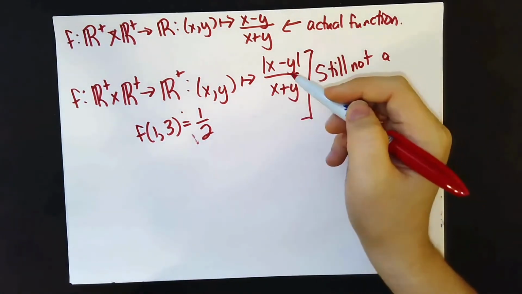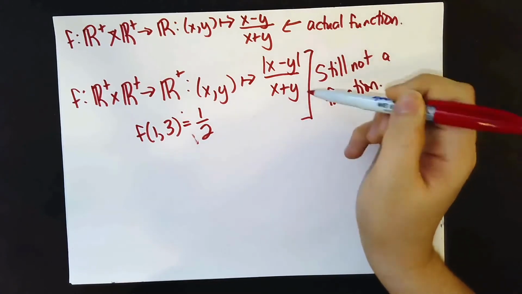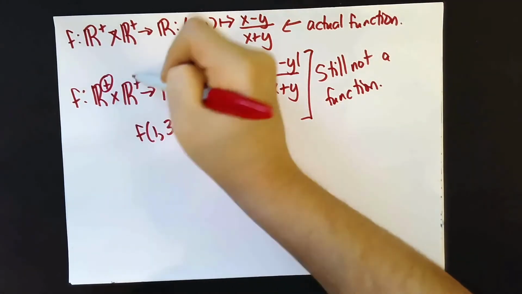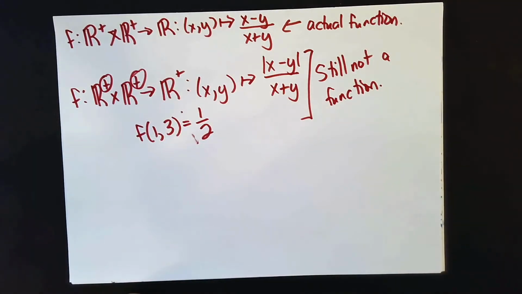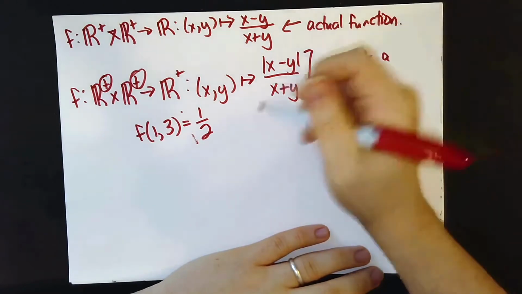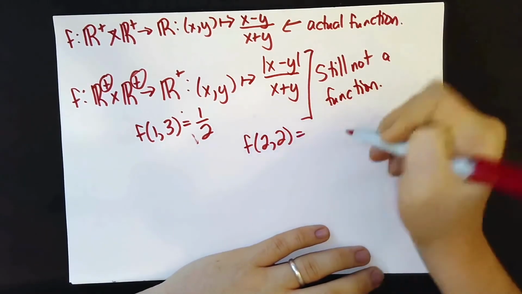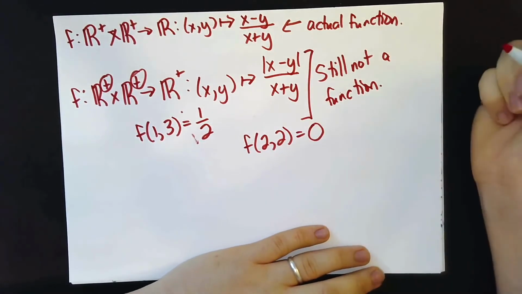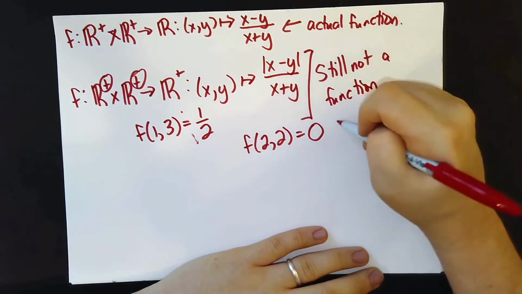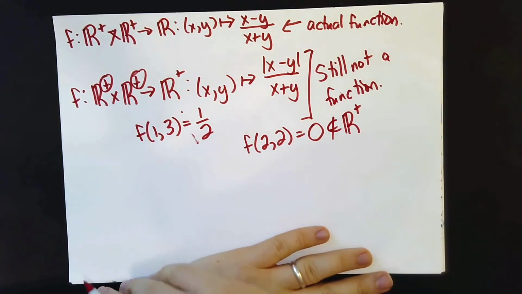And the reason it's still not a function is because of 0. But not 0 in the denominator. We said that could never happen because both of the inputs happen to be positive. But actually, it's still possible for there to be a 0 in the numerator. And so if I took something like f of (2, 2), that will in fact be 0, because I'll get 2 minus 2 over 4, which is 0. But that 0, that's not a positive real number. And so this is not a function.